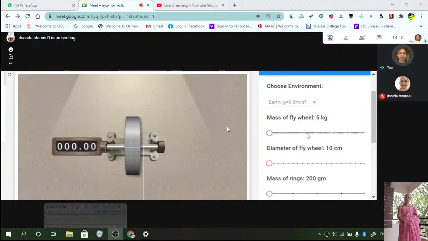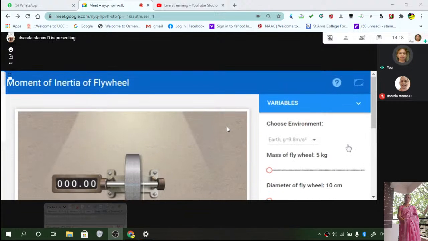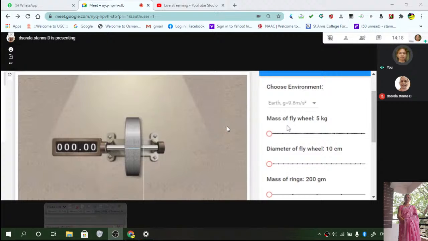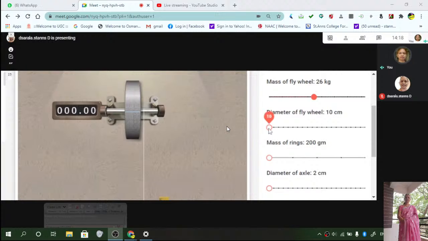So the experiment here involves these variables. You can choose different planets: Earth, Moon, Uranus, Saturn and Jupiter. Other variables are the mass. As you change this, you can see the mass is changing. You can go up to 50 kgs. It's becoming heavier and heavier. So fix it at a particular constant value, and then the diameter of the flywheel can also be changed. As you see, it is changed. So fix this also at a particular point.